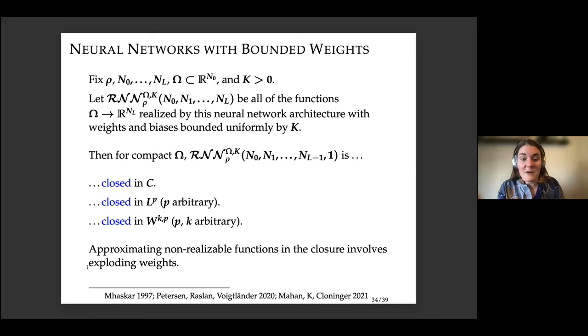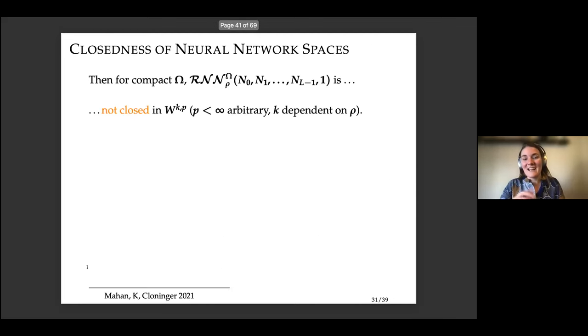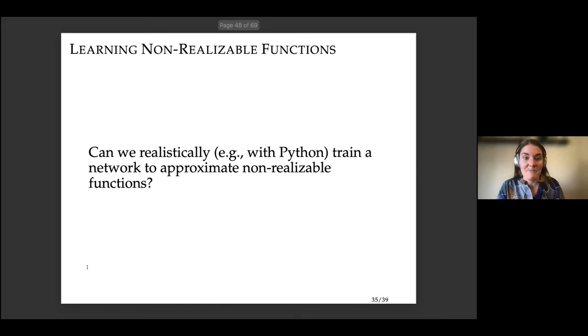But what this says is whenever we approximate a non-realizable function in the closure, then we have to have exploding weights. And maybe a quick comment here: why is non-closedness actually good? Well, it speaks to the expressibility of a neural network. If a neural network can approximate really well something that it can't express exactly, that is a good sign of the expressive nature of neural networks. So what this is saying is that if we want this expressive nature, then we have to realize that things are going to explode. But we know neural networks work in a lot of situations. So can we realistically train a network to approximate non-realizable functions?